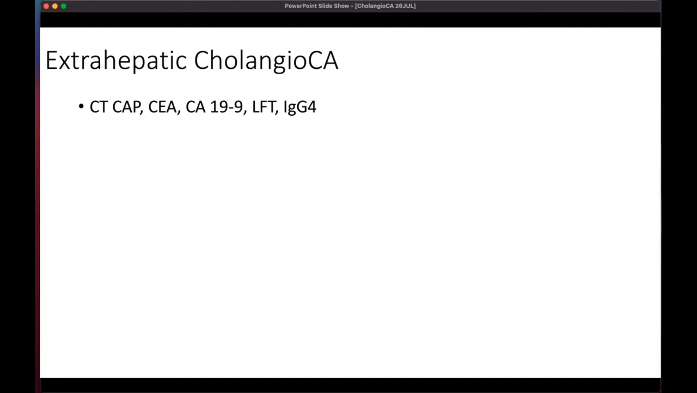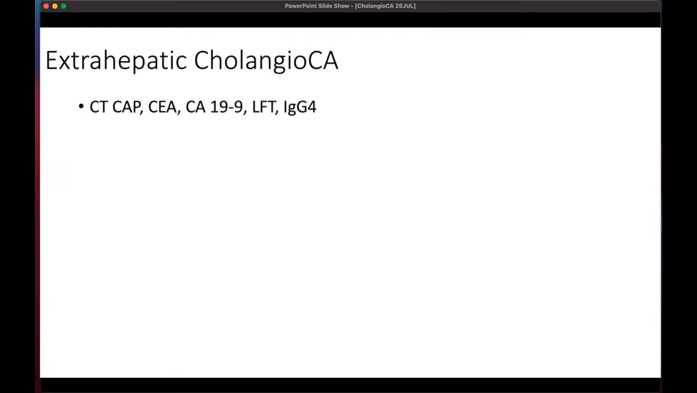You're going to get a CEA, CA19-9. No tumor marker is that good for these. So we get CEA, CA19-9, but they're not as good as for pancreas cancer or even colon cancer. And the 19-9 will be falsely elevated if the bilirubin's up. So you have to check a 19-9 with the bilirubin below 2.5 for it to be reliable. And then get LFTs to look for cholangitis.